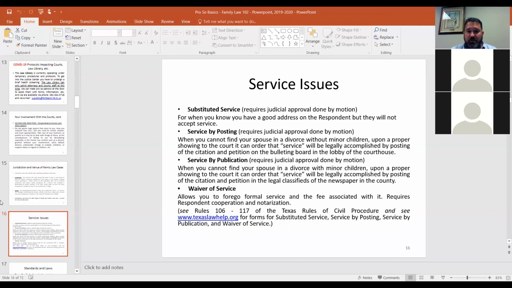It's about due process. It's about someone having proper notice of what's going on.